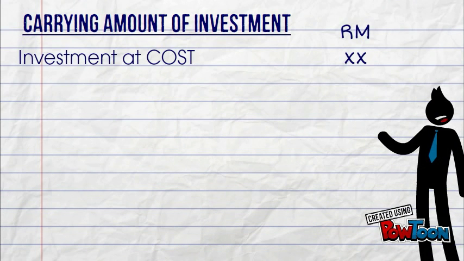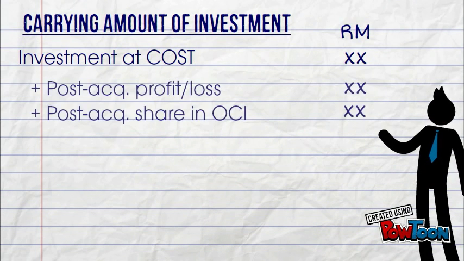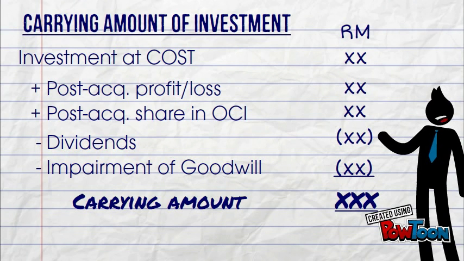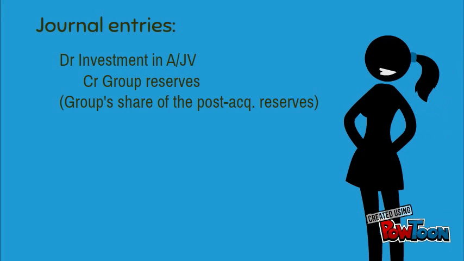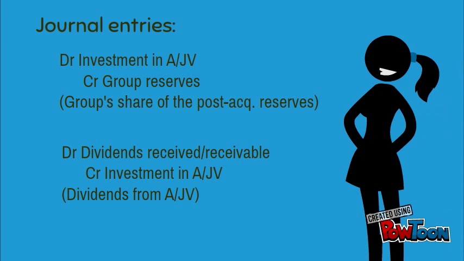Carrying amount of investment. Firstly, identify the investment at cost. Then add any post-acquisition profit or loss and post-acquisition share in other comprehensive income. And then less any dividends and impairment of goodwill for the year. Journal entries for group's share of the post-acquisition reserves is debit investment in associate or joint venture and credit group reserves. For dividends, investment in associate will be credited and dividends received will be debited.